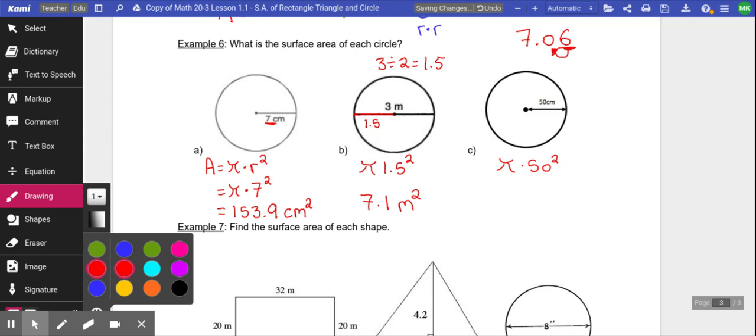50 squared is 2,500. Then times that by pi. You get 7,853 point... oh gosh, it's 98. So that means the 8 would make the 9 round up. The number after 9 is 0, which makes the next one round up as well. So this is 7,854.0.